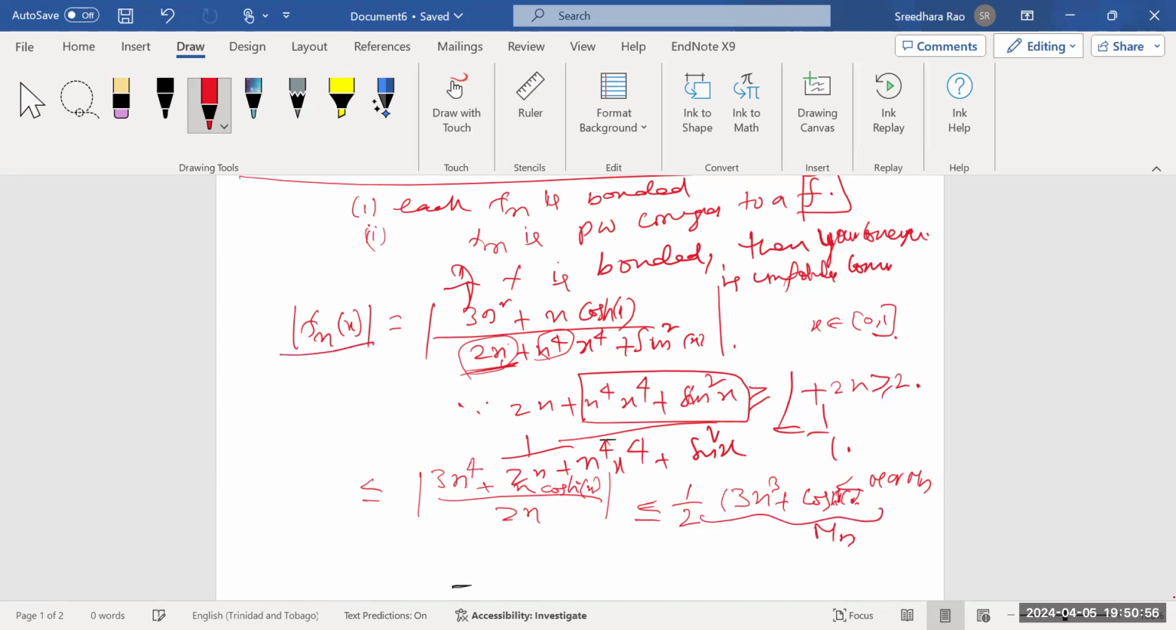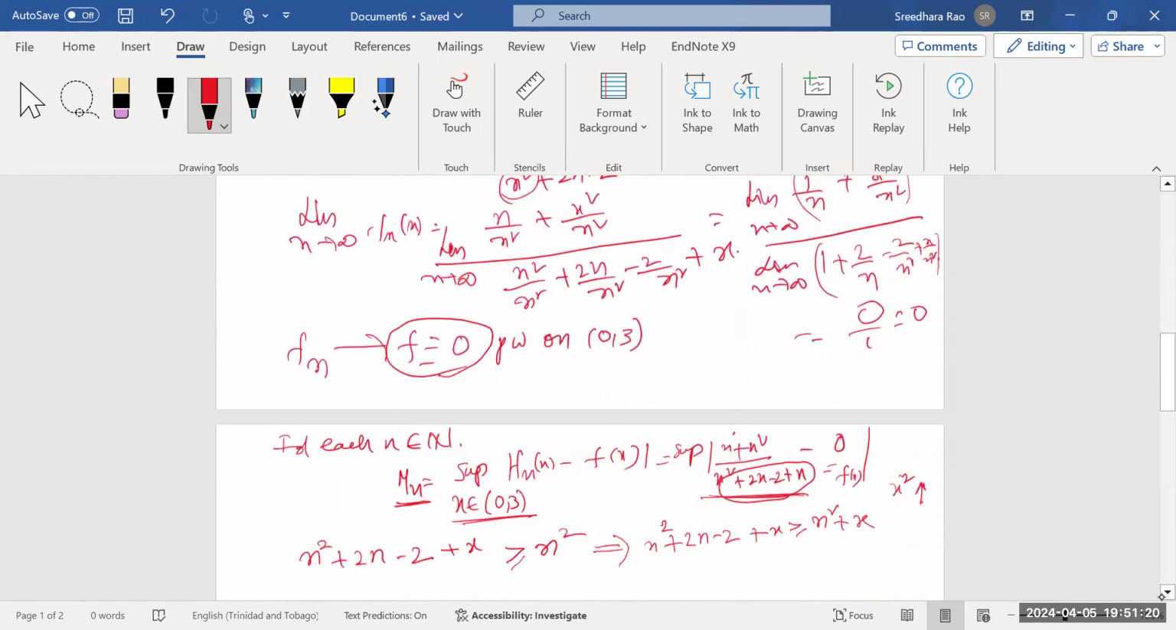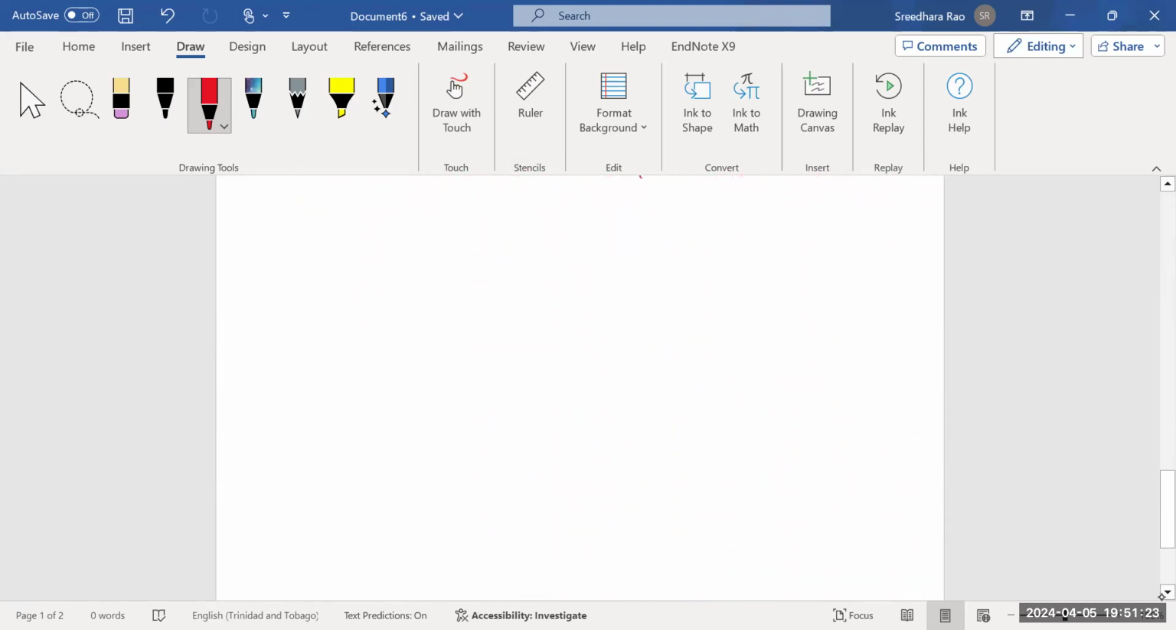So modulus of Fn of x is less than or equal to 1 by 2 times, right, 3n square plus cosh of n. So f1 root n is equal to 1. So that is a bounded function. So each Fn is bounded. So now what we are going to do, what is the f of x? So now what we concluded is each Fn is bounded.